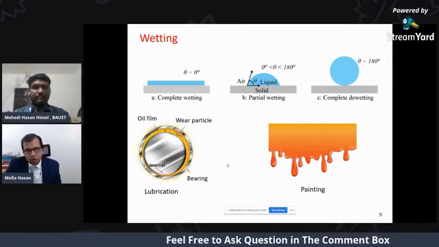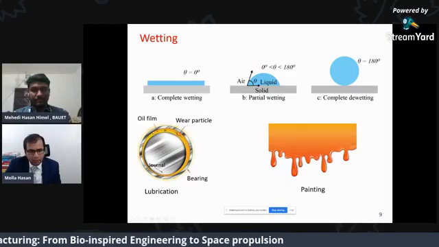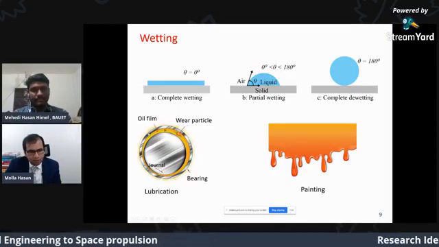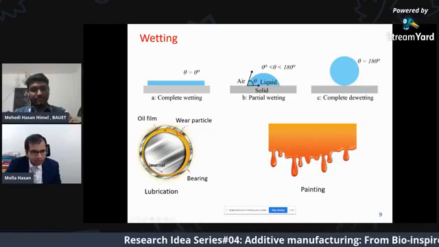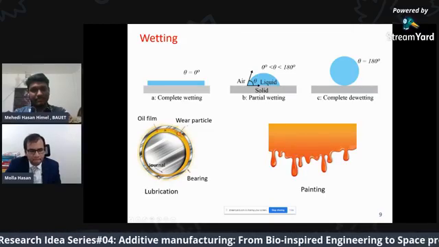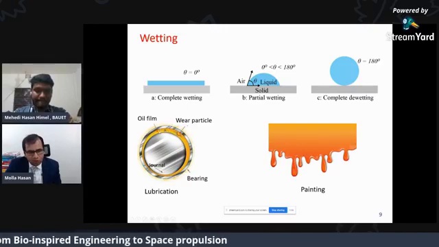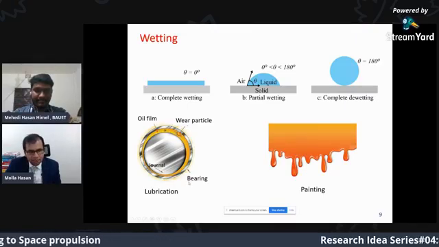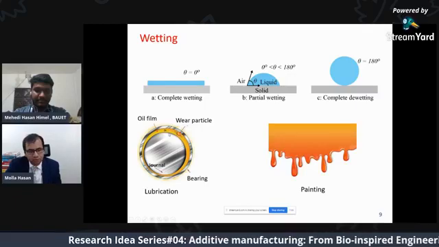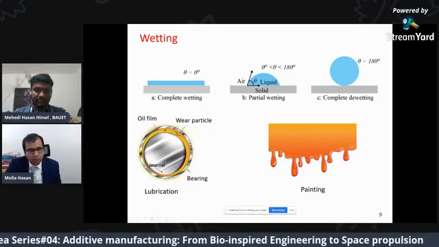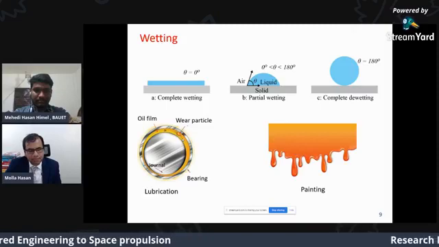Both complete wetting and complete de-wetting are very useful. For example, in lubrication, this is an example of a journal bearing. As you see, between the journal and bearing there is a space, and this space is filled by an oil. When we select the oil, we want a small amount of oil to cover most of the area. That means you need complete wetting. This oil serves two purposes: first, it protects from wear, and it is also used as a coolant.